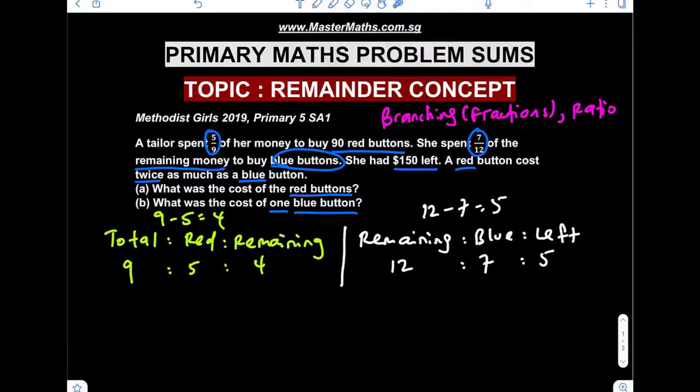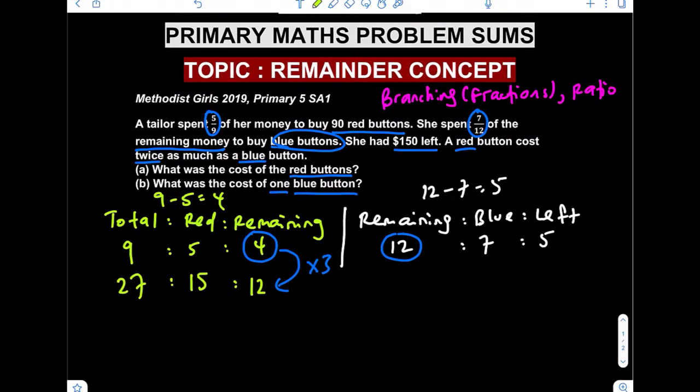Okay, so what we need to do is to observe that there is what is known as a common repeated identity between these two ratios, and that is these remaining sections. So in order to move on to the next step, we need to make the remaining the same. So 4 and 12. Push this to 12, so times 3 throughout. So you get 12 here, you get 15 here, 9 times 3, you get 27 over here.